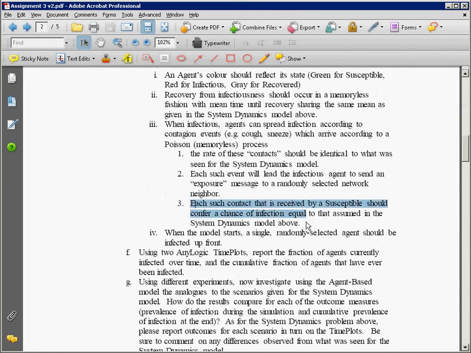So using beta makes sense, but using the contact number is much more difficult, because in the system dynamics model we just say that they're going to have 10 contacts per given time. But in the agent-based model, it's based on the random connections of the agent.